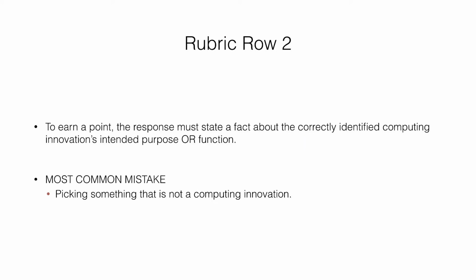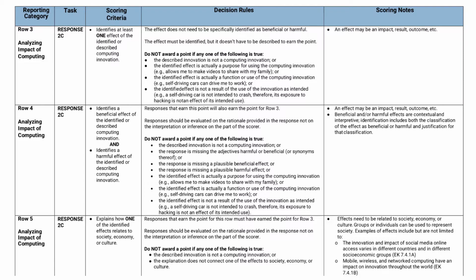So rubric part 2, the response must state a fact about the correctly identified computing innovation's purpose or function. Most common mistake is something that's not a computing innovation. So, okay, that's rows 1 and 2. Let's go on to rows 3, 4, and 5.